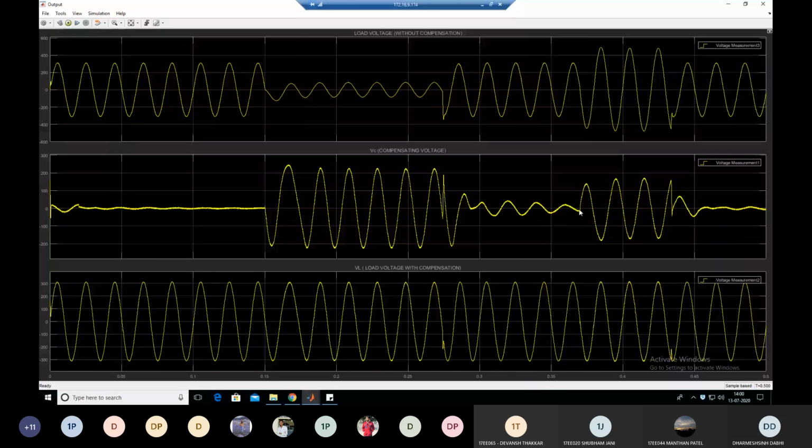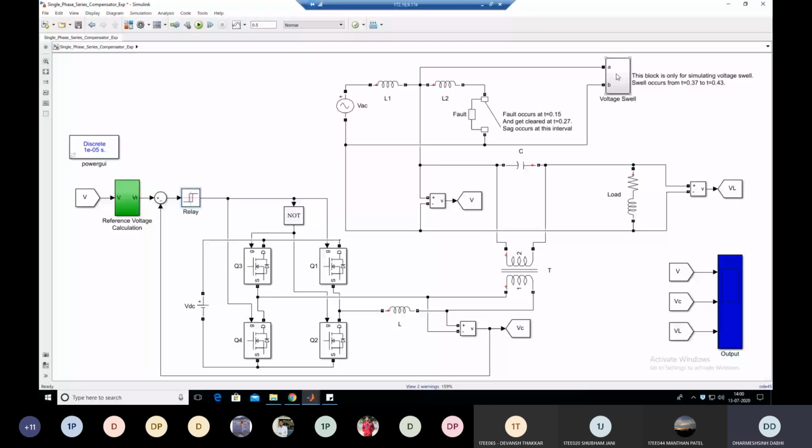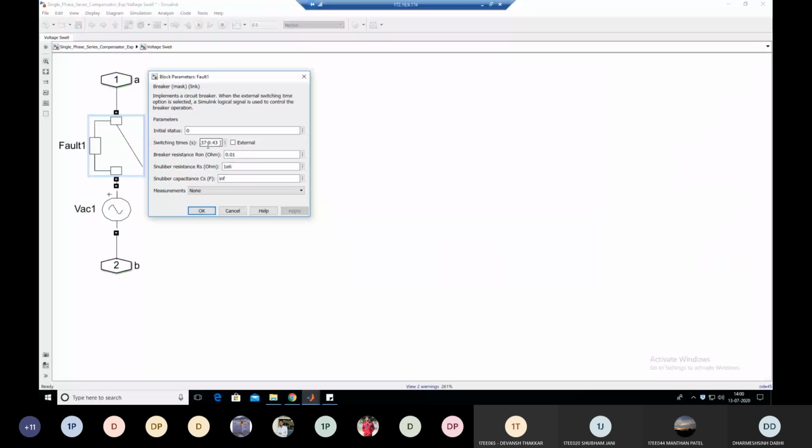So at 0.37 second, what will happen? Voltage swell. Here you can see in the simulation that by using this breaker, this breaker is closed at 0.37 second. Closed between 0.37 to 0.43 second. So when it is closed, this AC voltage comes in series.